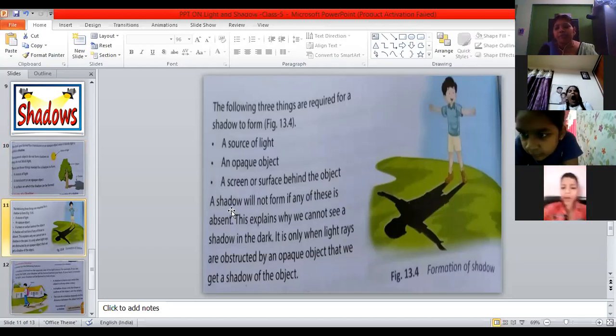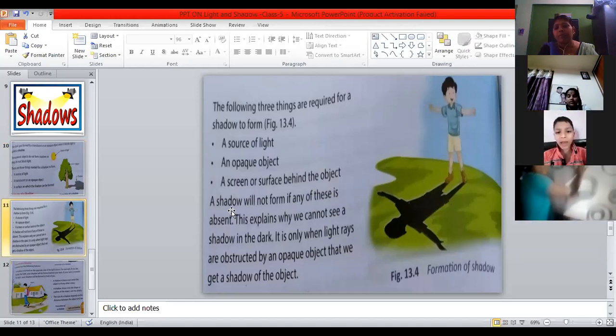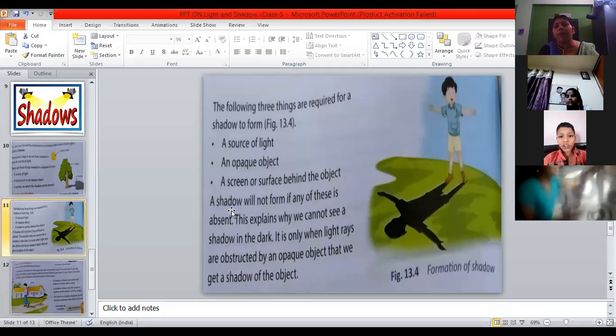Ma'am, when we stand near the sun, there is a shadow forming on the wall. Yes, Sharvani. Yes, Manas is asking something. Ma'am, if we stand near the sun, then the sun's rays will come to us and they'll give us a shadow on the backside. Ma'am, but how is a shadow formed?